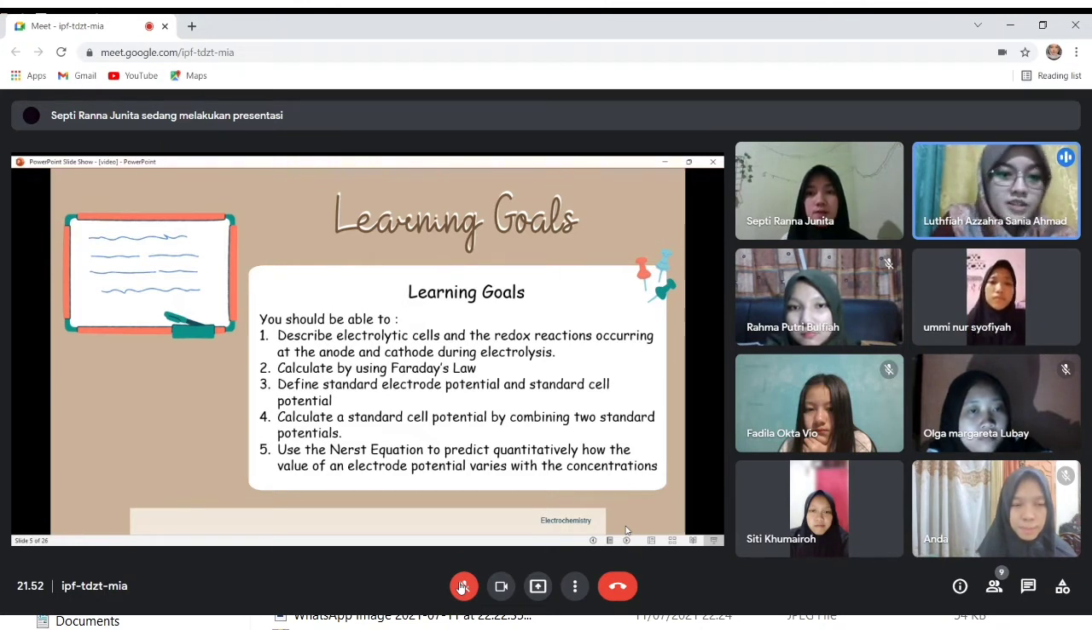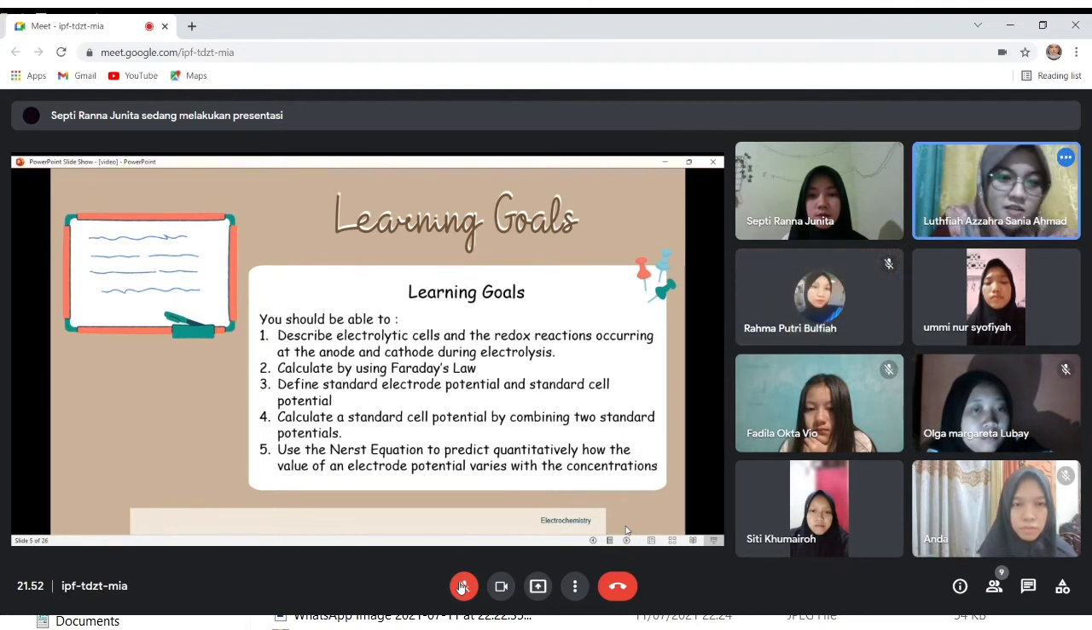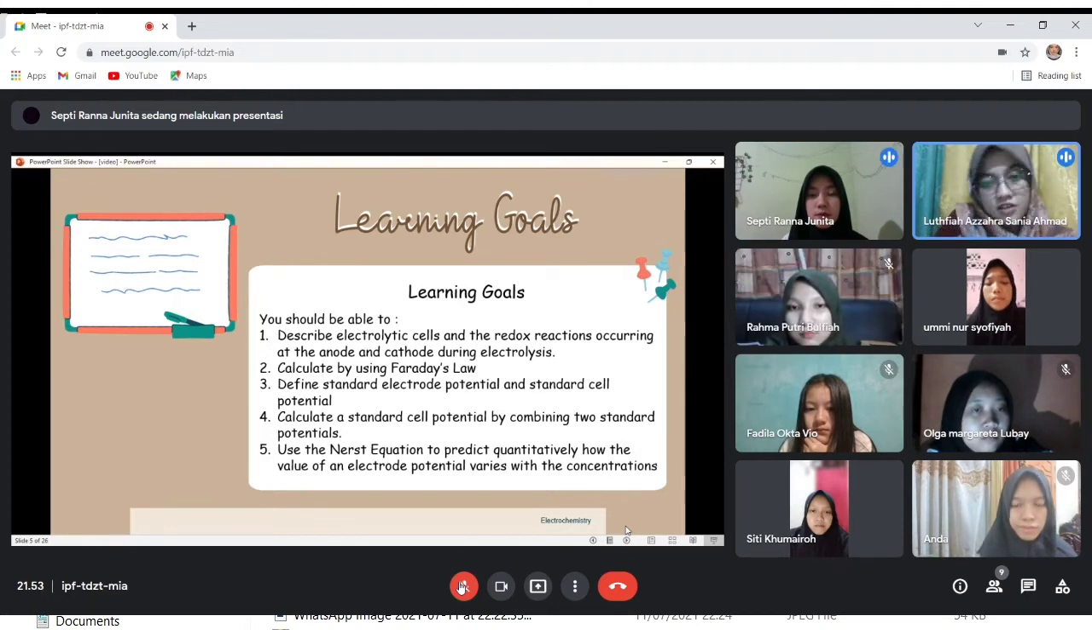Second, calculate it by using Faraday's law. Third, define standard electrode potential and standard cell potential. Fourth, calculate a standard cell potential by combining two standard potentials. Fifth, use the Nernst equation to predict quantitatively how the value of an electrode potential varies with the concentration.